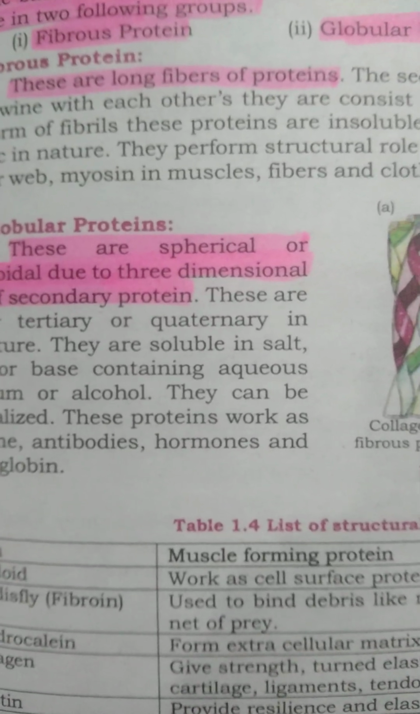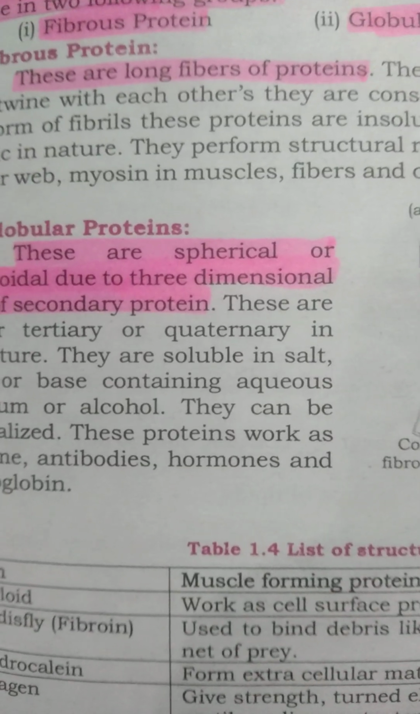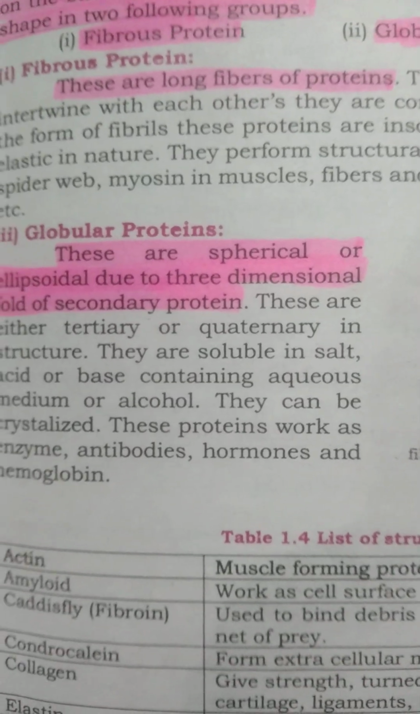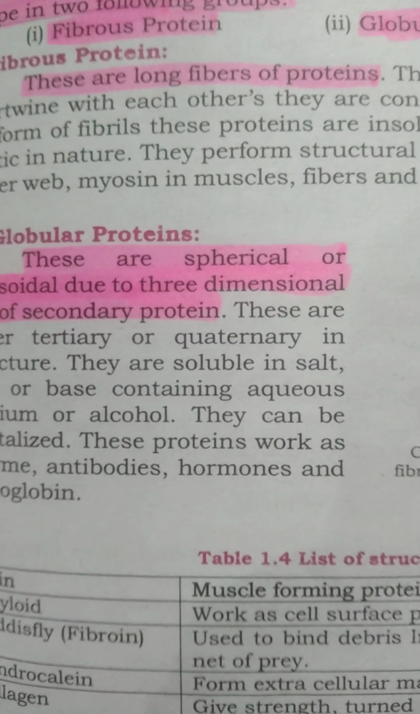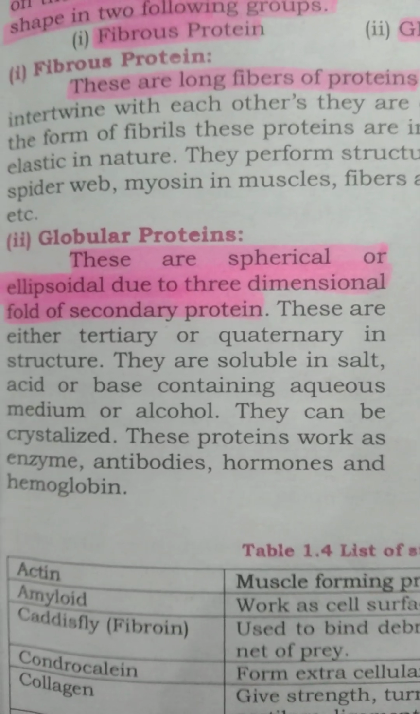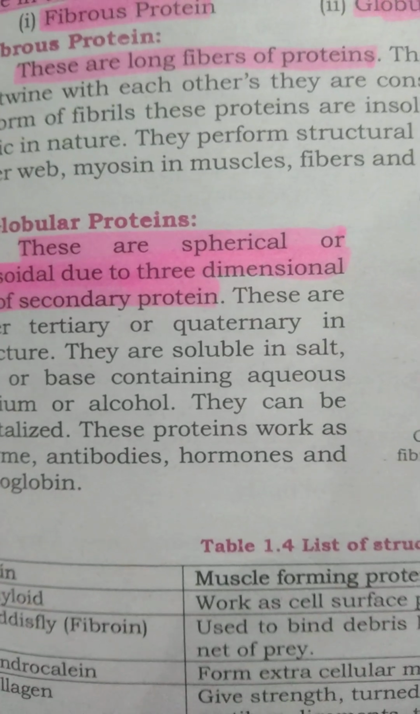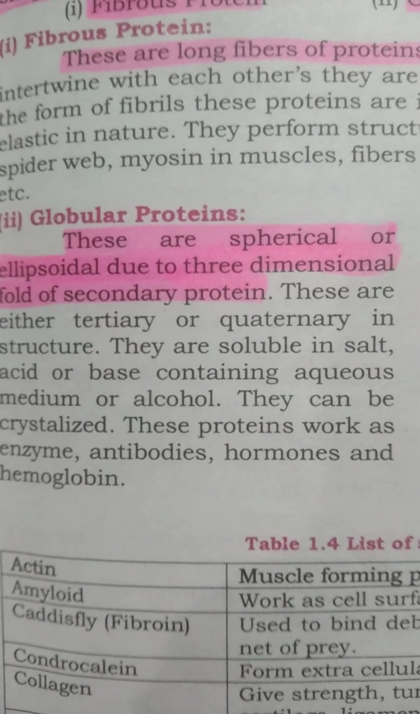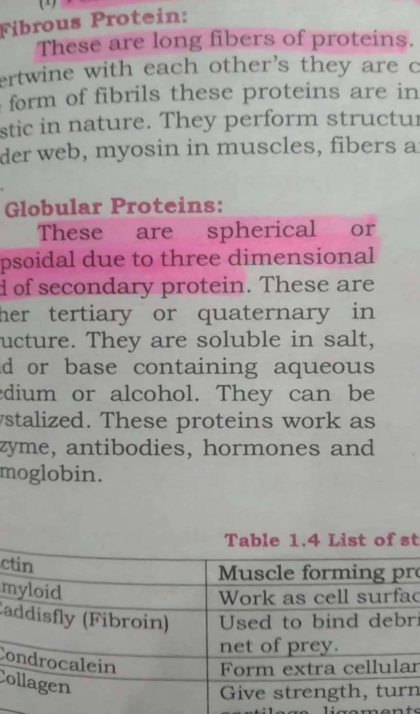Fibrous proteins are long fiber proteins, with secondary structures spiraled in a chain and intertwined with each other. They consist of more than one polypeptide chain and form fibrils. These proteins are insoluble in water, which is most important, non-crystalline in nature, and elastic. They form a structural role in cells and organisms, like silk and spider web. All these are fibrous proteins, and myosin in the muscles, fibers and clothing, and our nails and hair, keratin is also a protein.